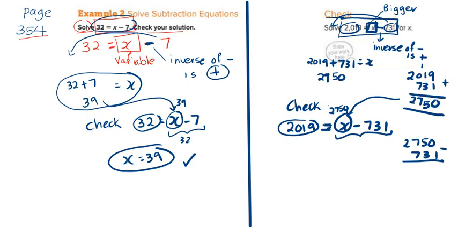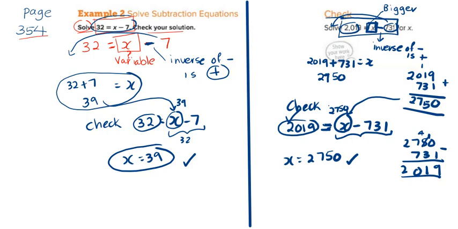So 0 minus 1 we cannot minus. I will borrow, 4 becomes 10. 10 minus 1 is 9. And then 4 minus 3 is 1. 7 minus 7 is 0. And 2 minus nothing is 2. So you can see it does equal 2019, which is the value in the question. So definitely I can conclude that x is equal to 2750 because it makes the equation true.